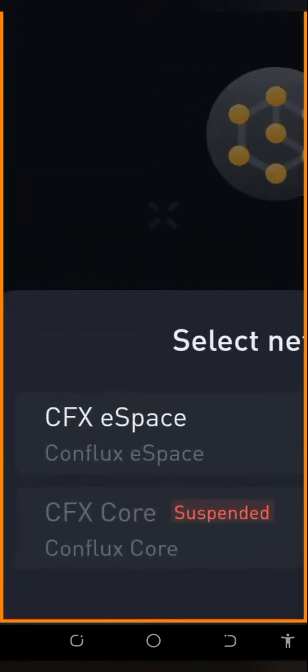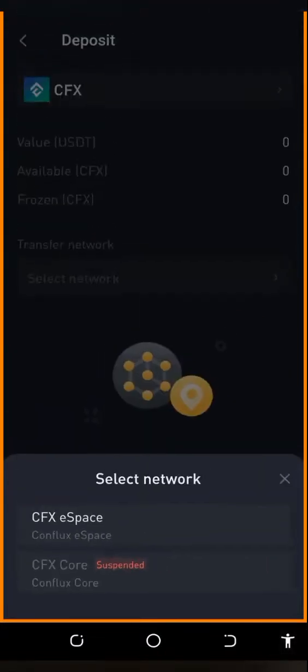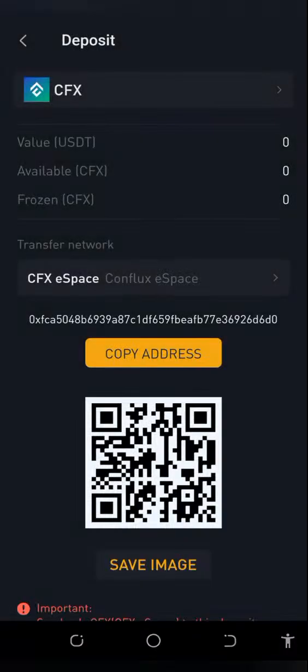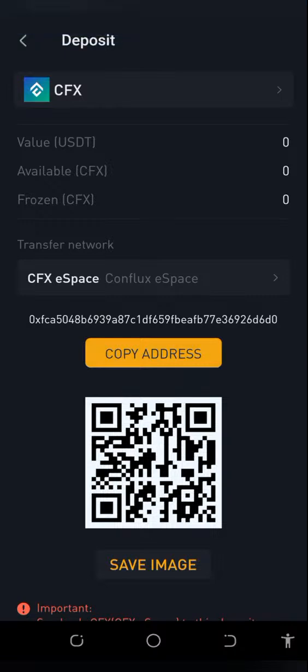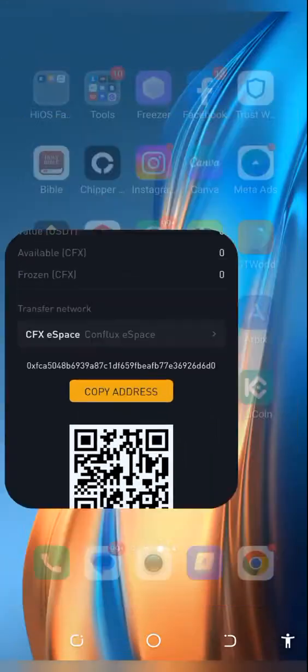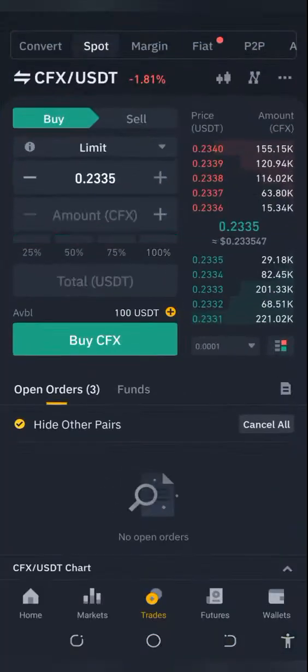Conflux Core is suspended while Conflux eSpace is available. Okay, so now let's just check this out. I'm going to do a little test to be sure because I'm not even sure which one. I'm just copying this address, right? Well, but before I copy it, let me go and check. Now, what we saw here was Conflux eSpace, right?